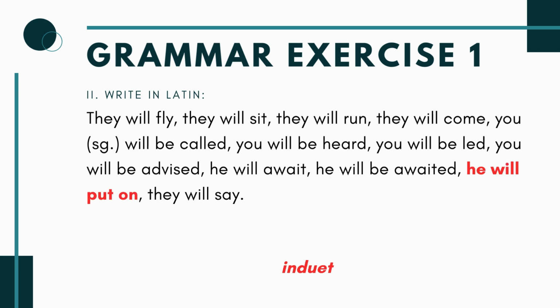Next, you have he will put on, right? This is induo, induere. It's a third conjugation verb. So induet with an E is what makes it future. The T is because you said he will put on. And lastly, you have they will say. So this is dico, dicere. It's a third conjugation verb. So same idea. You need the E to make it future. It's going to be dicent, E-N-T. And again, the N-T is there just because you're saying they will say, right? It's active voice, third person plural.